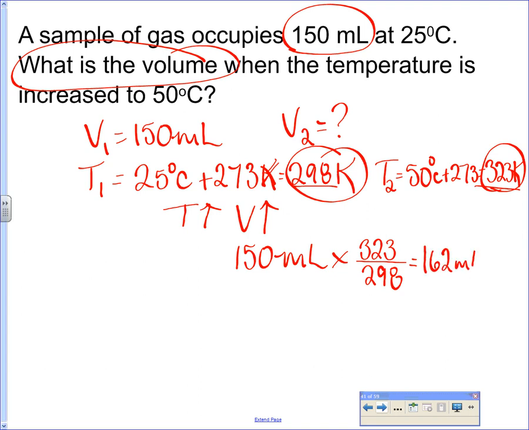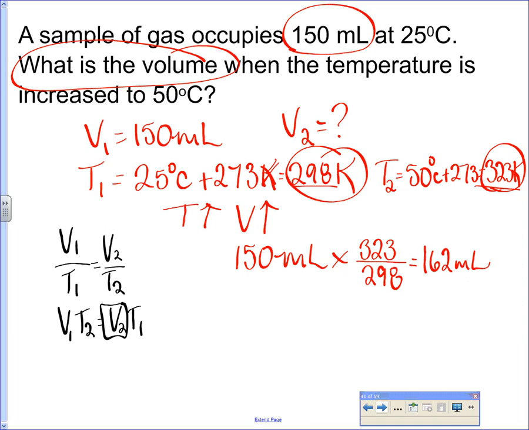Now, I could have worked this problem using a formula. The formula for Charles's law, which is the volume-temperature relationship, is that volume and temperature are direct, which is a fraction formula. But what's easier to work with is when you move the temperatures to the top. So V1, T2 will move to the other side. V2, T1. So I could have used this formula and solved for V2.